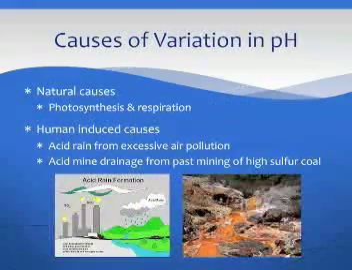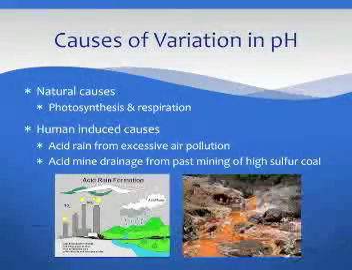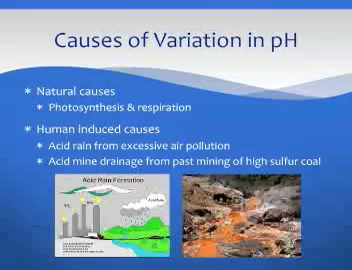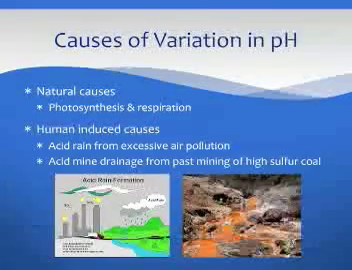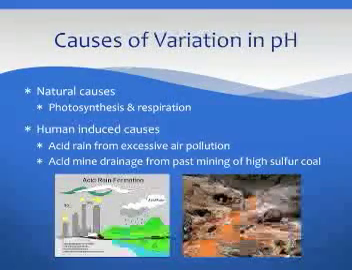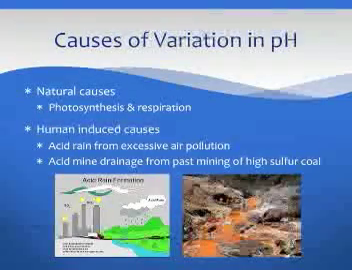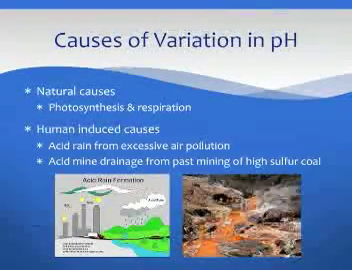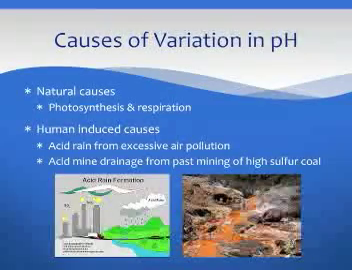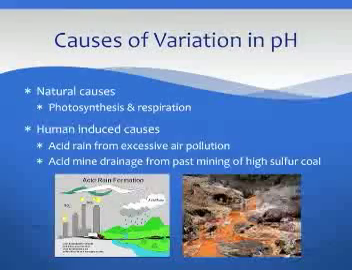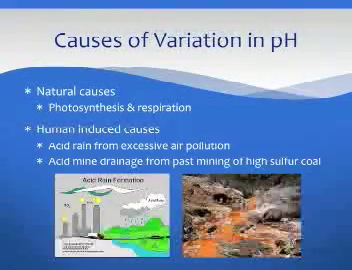So what causes this change in pH? Is it natural or is it caused by human pollution? Well, both actually. pH can change naturally through photosynthesis and respiration. In photosynthesis, CO2 is removed from the water, which causes an increase in pH. So when rates of algal photosynthesis are high, for example during daylight hours and growing season, the pH increases.